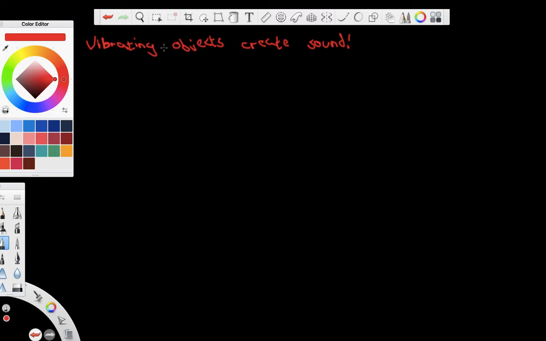They create sound waves. The second important thing we need to write down at the start of this lesson is that sound waves are longitudinal waves.